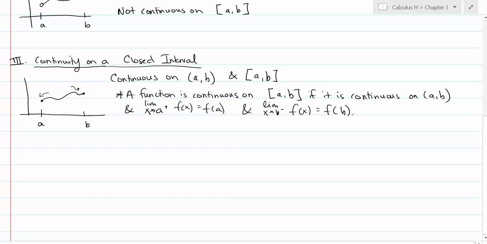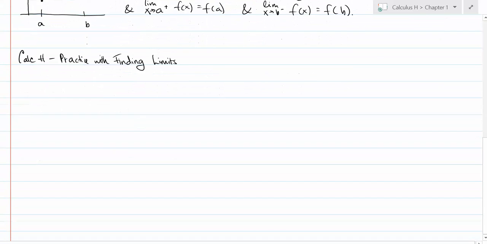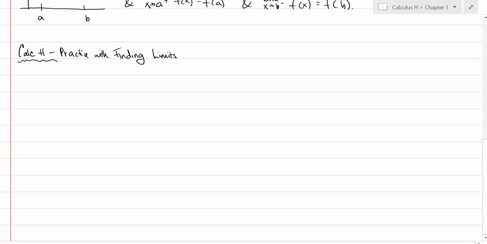Okay, so let's look at your worksheet if you are here in Calc Honors, and we'll do a couple of problems together to make sure you've got the hang of it. We're looking at the worksheet practice with finding limits, and we'll look at maybe the odd ones. So look at number 1.